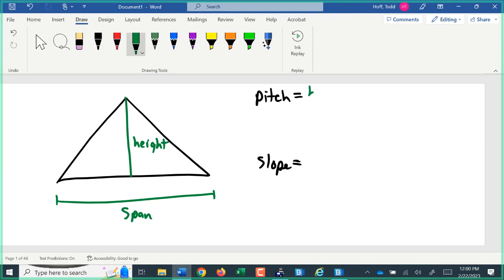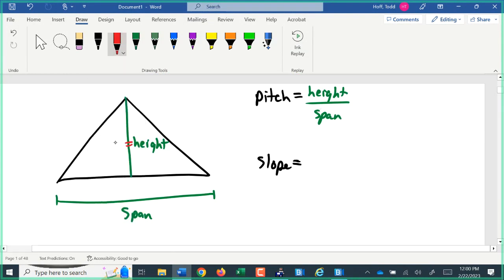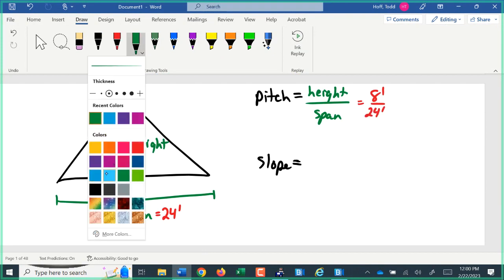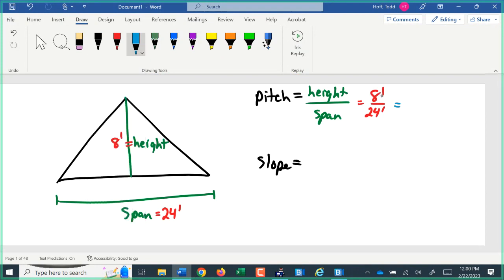The pitch of a roof is that height compared to the span. So let's say that height is 8 feet high and our span is 24 feet. So the pitch is 8 feet over 24 feet. Now again, the feet cancel out because the units are the same. So that's 8 over 24, and both divide by 8, giving us 1 to 3. That is a 1 to 3 pitch, or a 1/3 pitch, it's often called.